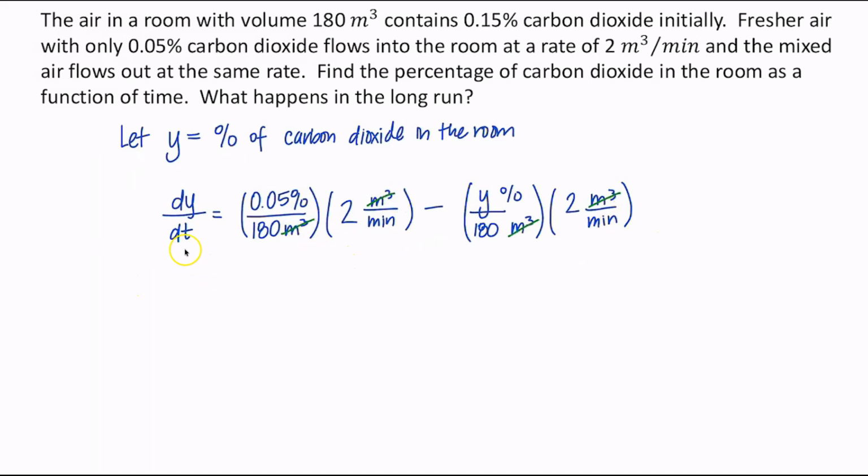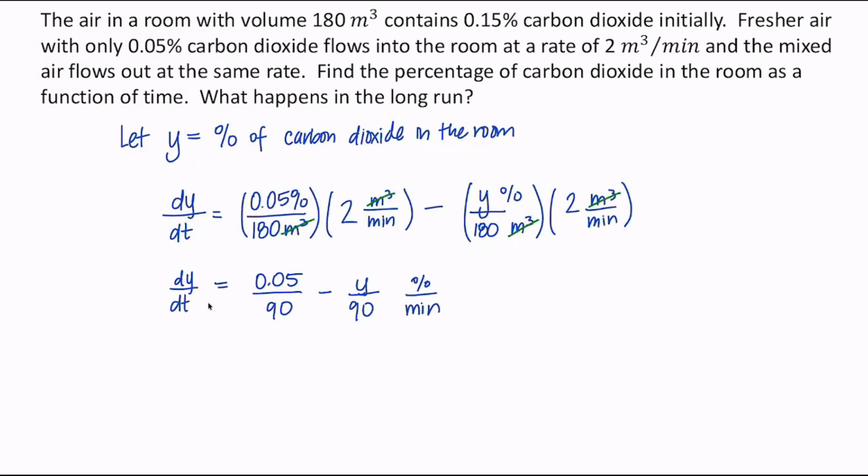So now I'm going to go ahead and clean this up a bit. Here I have 2 over 180. Here I have 2 over 180, and that simplifies to just 1 over 90. So I'm going to go ahead and leave it like this. I'm going to put 0.05 over 90, and then minus y over 90. And then the units here are kind of weird, but it's going to be percent per minute. So here is our differential equation.